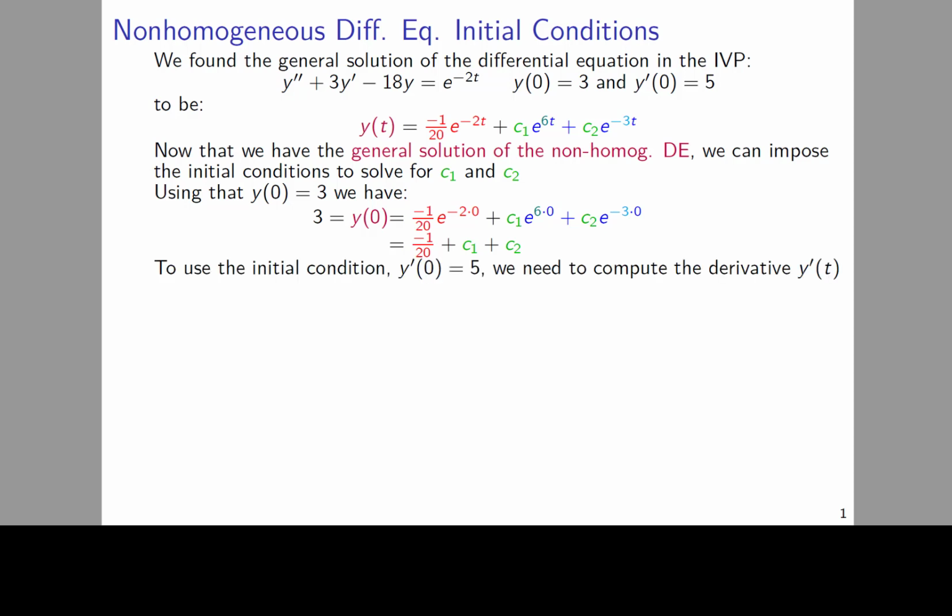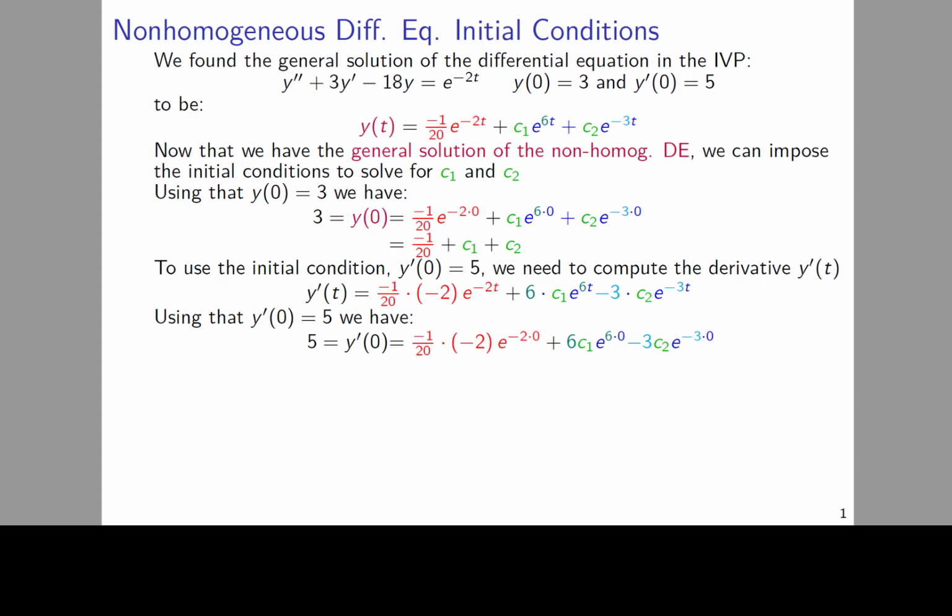To use the initial condition y prime of 0 equals 5, we need to first compute the derivative y prime of t. Doing this, we get negative 1 over 20 times the derivative of e to the negative 2t, which is negative 2 e to the negative 2t, plus c1, 6 e to the 6t, plus c2 times the derivative of e to the negative 3t, which is negative 3 e to the negative 3t. So we get that y prime of t is negative 1 over 20 times negative 2 e to the negative 2t, plus 6c1 e to the 6t, minus 3c2 e to the negative 3t.